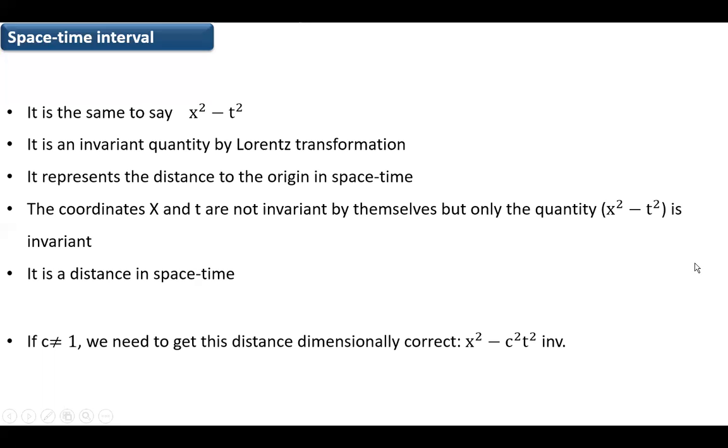So you will tell me that this distance has a minus sign. So if t squared is greater than x squared, you will have a distance that is negative. Yes, you can have a distance that is negative because we are working in space-time, in a non-Euclidean space. This would be impossible in a Euclidean space, in x and y.